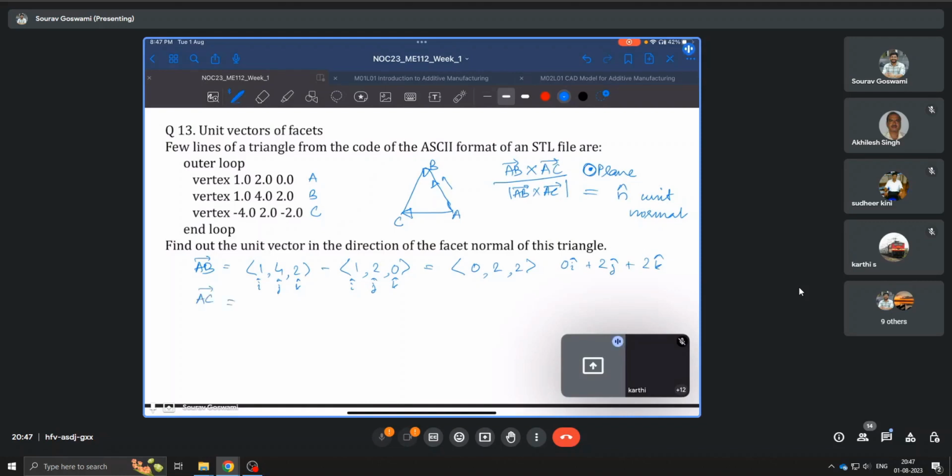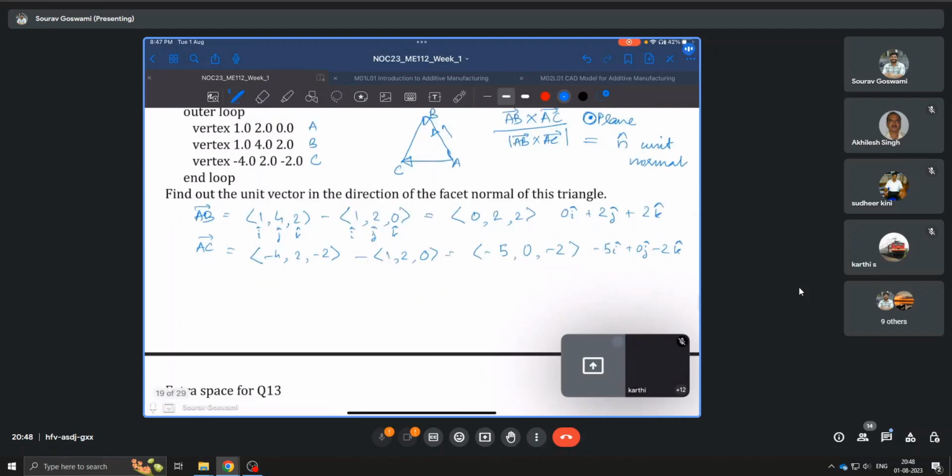Similarly, for vector AC, I have the position vector of C minus the position vector of A, which is minus 5, 0, and minus 2. This corresponds to minus 5 I cap plus 0 J cap minus 2 K cap.